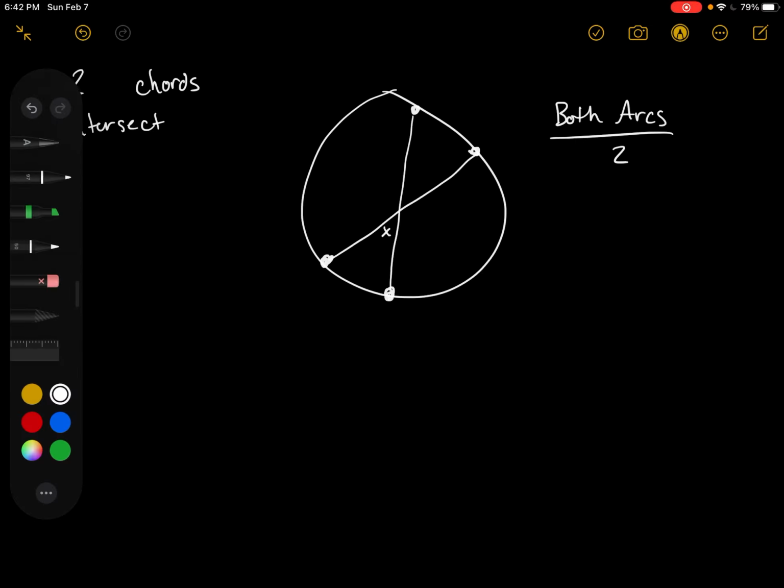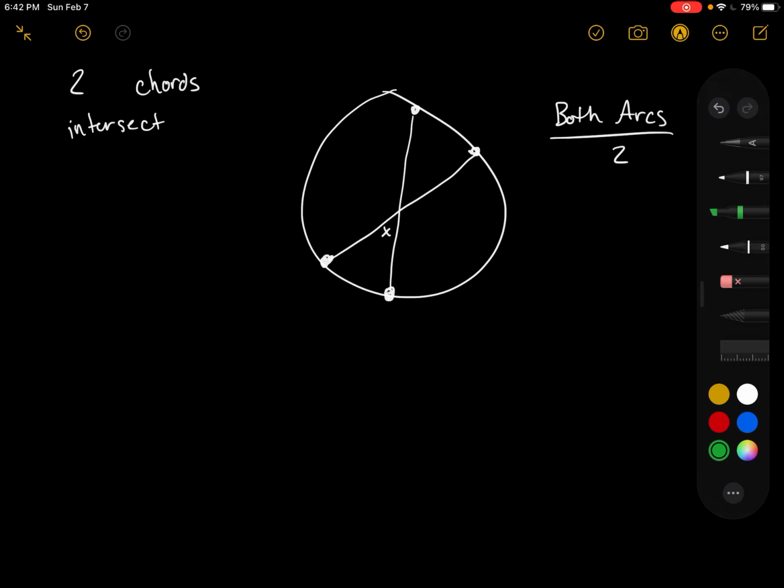So if we're looking at angle x, what we would do is take this arc and this arc divided by 2, and that would get us x. So if we had y and z, our theorem here is telling us that we take y plus z divided by 2, and that gets us the measure for x. So this is a reasonably straightforward one to go through.